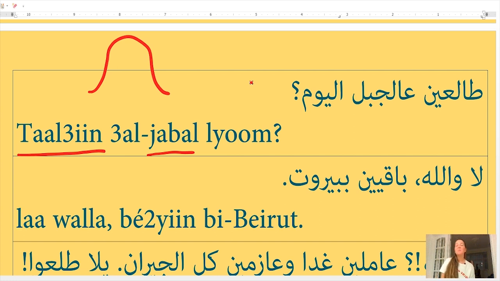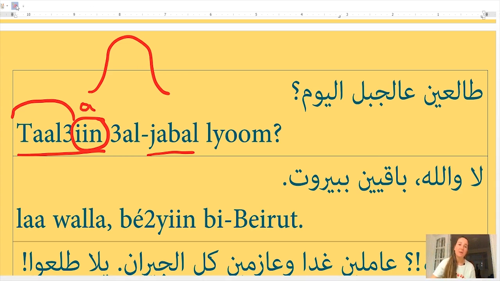So when I say I'm going to the mountains, in my case I use tala'a because it's feminine. So tala' is masculine. If I want to make it feminine, I say tala'a. And if I want to make it plural, I say tala'in. So if in my case I say "tala'a al-jabal", I mean I'm going maybe to my summer house, or sometimes we go to the mountains for skiing as well, of course, but mainly we go live in the mountains in the summer. So "tala'a al-jabal".